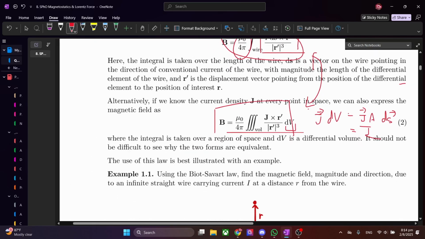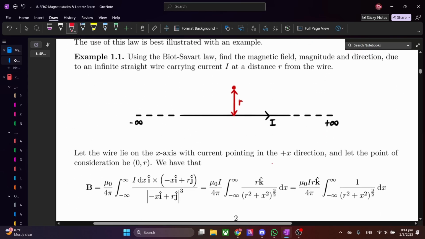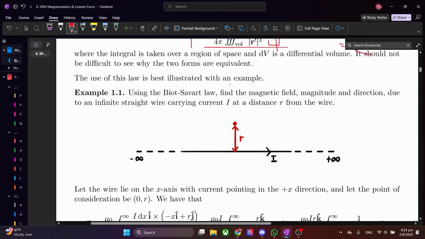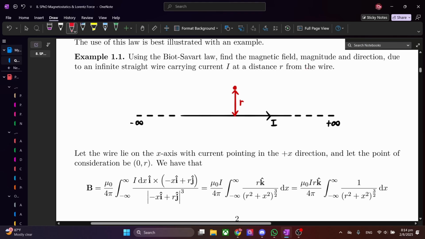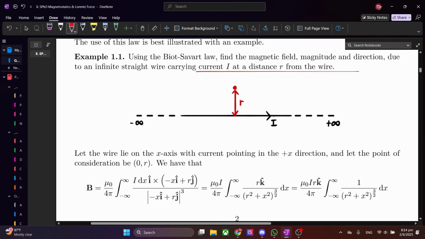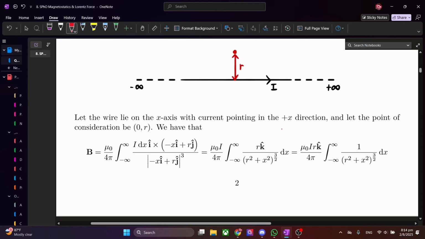So to illustrate with an example, this is one of the simplest ones, and you probably need to memorize this formula. We're going to use the Biot-Savart law to find the magnetic field, magnitude and direction, due to an infinite straight wire carrying current I at distance r from the wire. The diagram is illustrated here. And to do this, we just use a direct application of the law.